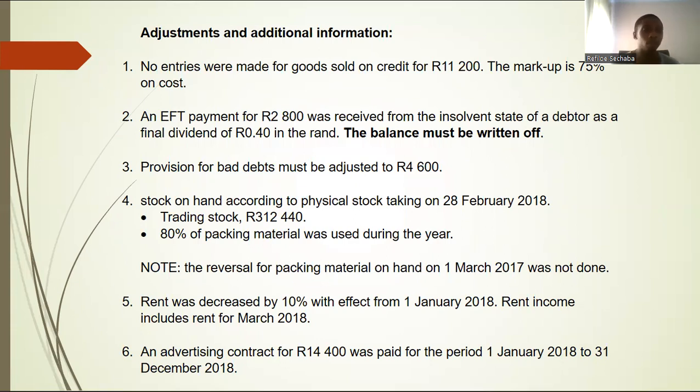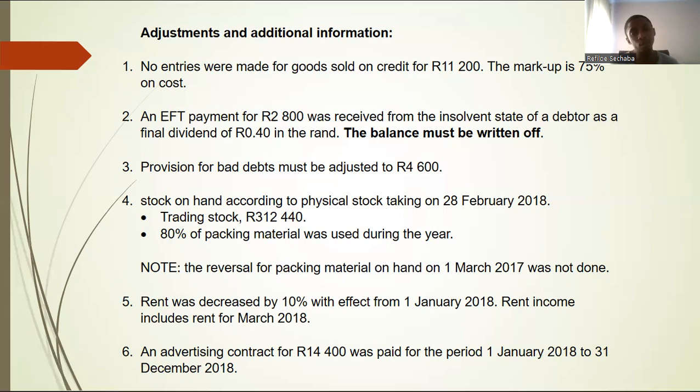Number 4 says that stock on hand, according to stock count of physical stock taking on the 28th of February 2018, trading stock is sitting at 312,440. Please note that this final amount that has been counted, you take it straight to your notes under inventories, okay? So under inventories, you might have noticed we have that 312. You don't even have to think about it. You just take it to your inventory and you put it as part of trading stock because that is the final amount of stock that you have on hand.